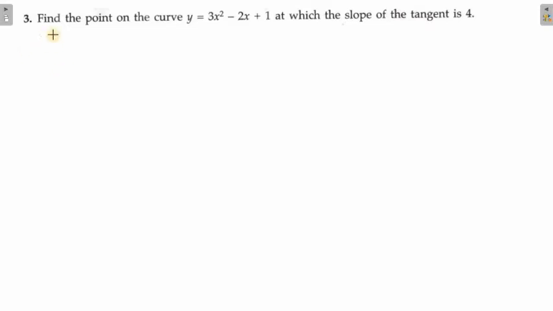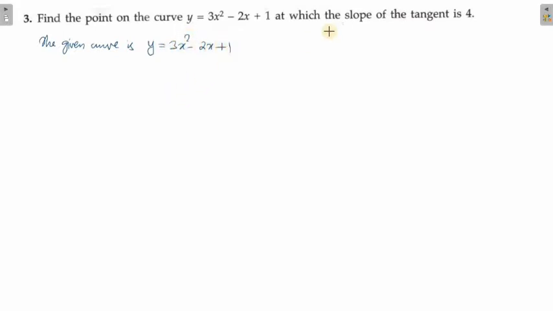The question says: find the point on the curve y equals 3x square minus 2x plus 1 at which the slope of the tangent is 4. So there's a curve given to you. Let me first note down what is given to us. The given curve is y equals 3x square minus 2x plus 1, isn't it?